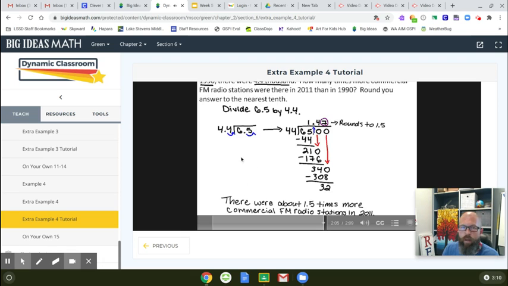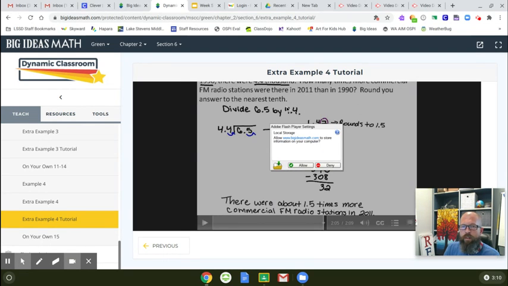Okay, so remember this one says round your answer to the nearest tenth, and so that's why we didn't have to keep going. But that could have gone on forever and ever. So that's why it was 1.5.